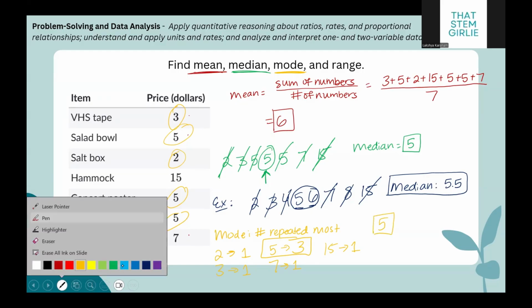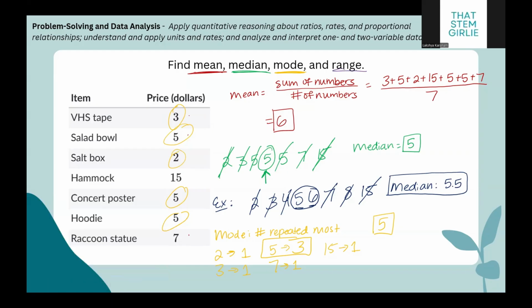And lastly, we have the range. The range is the difference from the greatest number in the set to the smallest number in the set. So that's literally what we're going to do. We're going to take the difference between the largest number minus the smallest number. So the largest number in this set is 15, and the smallest number in this set is 2. So our range is going to be 13.